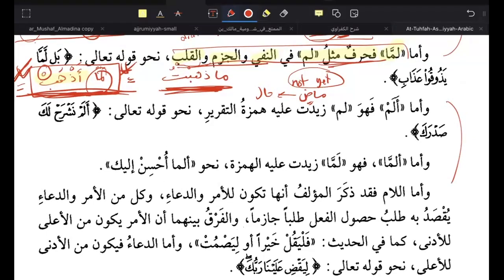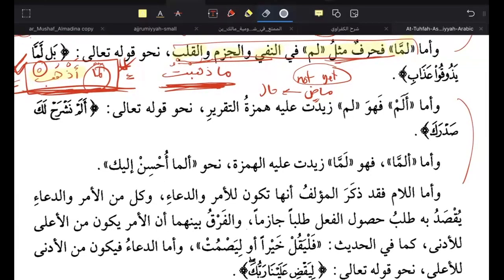Honestly, they are exactly the same thing as Lam and Lamma. As for Alam, it is exactly the same thing as Lam. The difference is that you have Hamzatul Istifham. He said here Hamzatul Taqrir, which is fine. He's being a little bit more precise in terms of meaning, but at the end of the day, this is Hamzatul Istifham. The same Hamza that we use. Hada kitabun is the same Hamza.